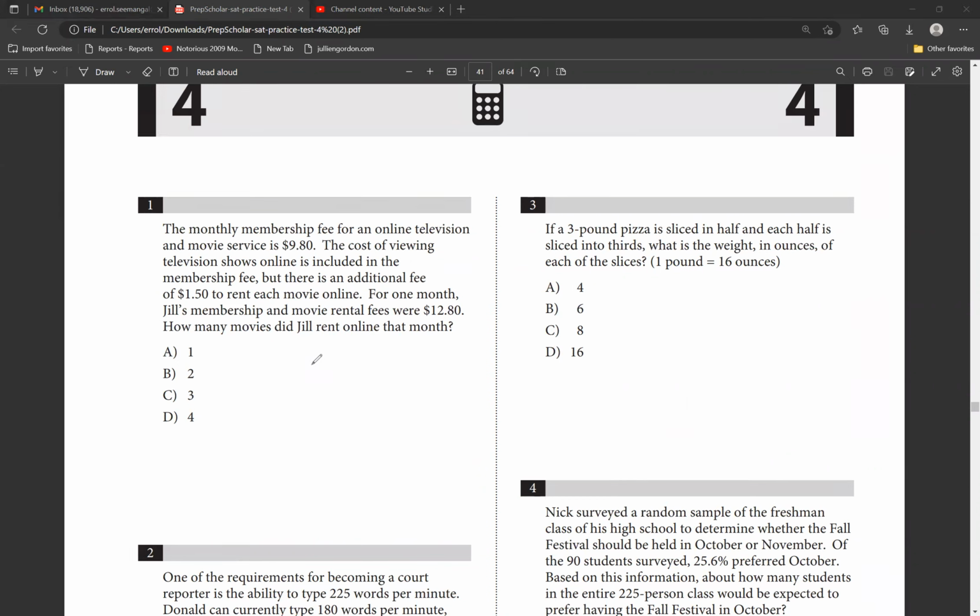Okay, monthly membership fee for online TV and movie services is 980. Cost of viewing TV shows online is included. Additional fee of 150 to rent each movie online. So what was your total bill? So 1280. So how did we go from 980 to 1280? We added how much?